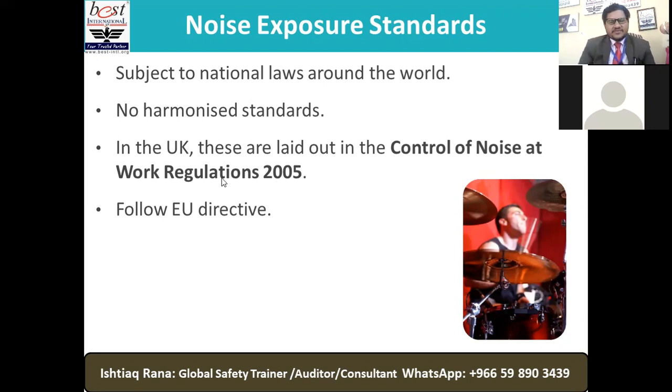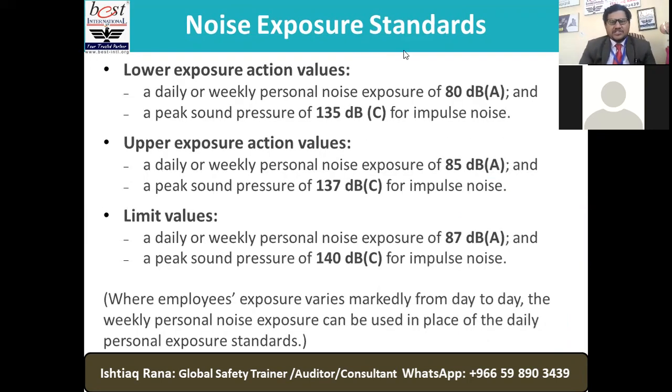Now follow EU directives. We have noise exposure standards. Lower exposure action values are a daily or weekly personal noise exposure of 80 decibel and a peak sound pressure of 135 decibel C for impulse noise. Upper exposure action values are a daily or weekly personal noise exposure of 85 decibel and a peak sound pressure of 137 decibel for impulse noise. And limit values are again a daily or weekly personal noise exposure of 87 decibel and a peak sound pressure of 140 decibel for impulse noise.